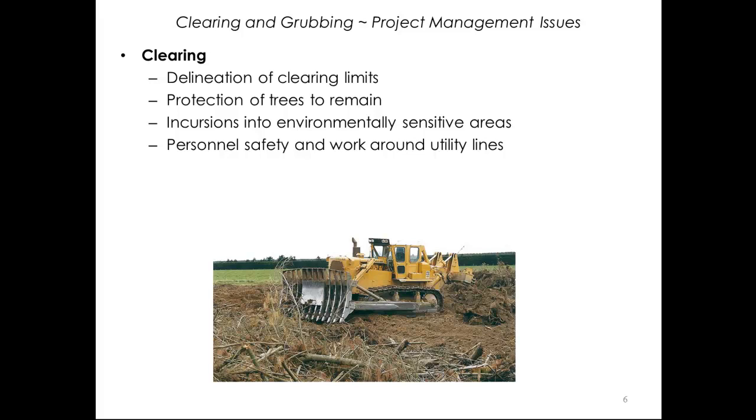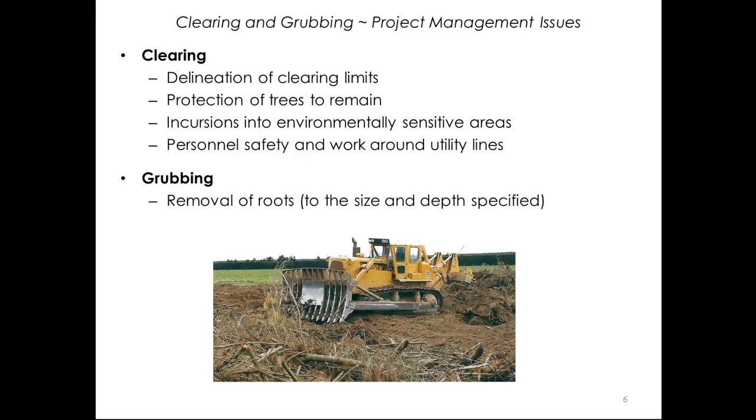Clearing of large trees is dangerous work, and one personal example is a tree falling in the wrong direction, then severing a live power line, which in turn fell atop a nearby school bus full of children. Fortunately, no one was injured. On the grubbing side, the removal of roots to the size and depth specified can be a huge and unexpected cost if the contract documents are not taken literally. Again, this is experience speaking.